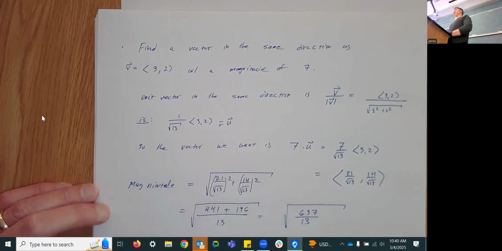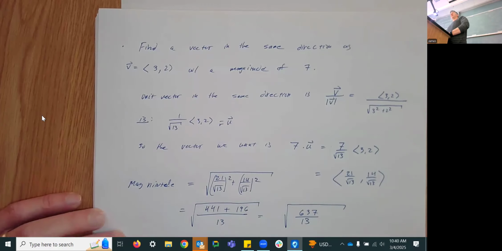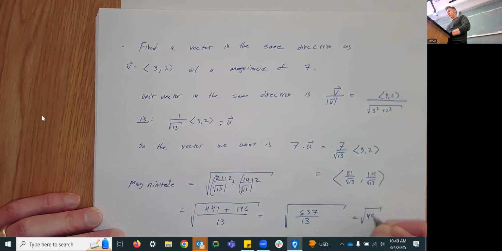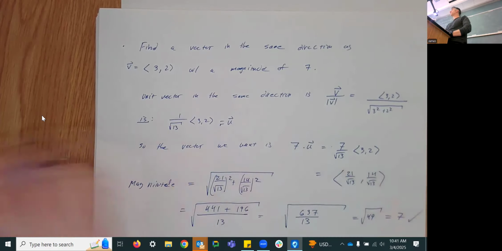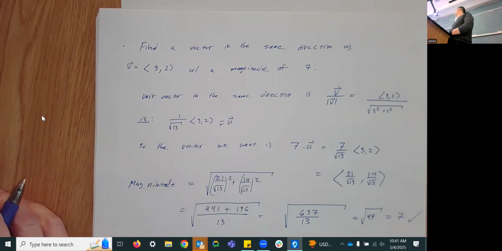But 637 divided by 13 is, I think, 49. I'm pretty sure it's 49 because 13 times 50 is 650. 13 times 49 is 13 less, which is 637. So yeah, that's the square root of 49, which, hey, that's 7. It checks out. Cool. So it is definitely true that when you multiply a unit vector, or really a vector of any length, by whatever length you want to multiply it by, you end up with a vector with the corresponding length multiplied together. So cool.